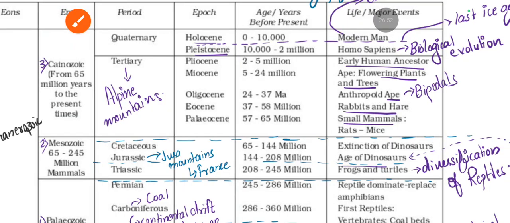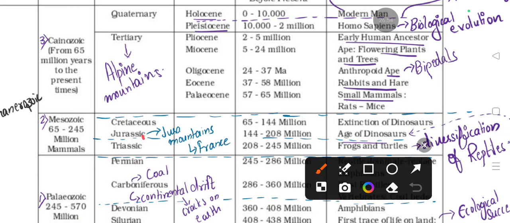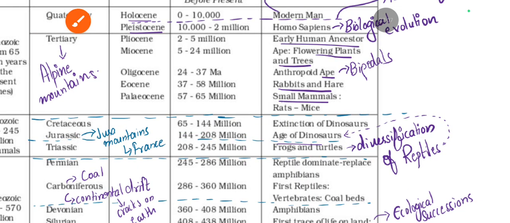So after the fourth mass extinction, it is the Jurassic period. The Jurassic period is named after the Jura mountains in France. Remember that. This particular period, as you all know, is the age of dinosaurs. Dinosaurs are nothing but reptiles, but they had huge bodies.